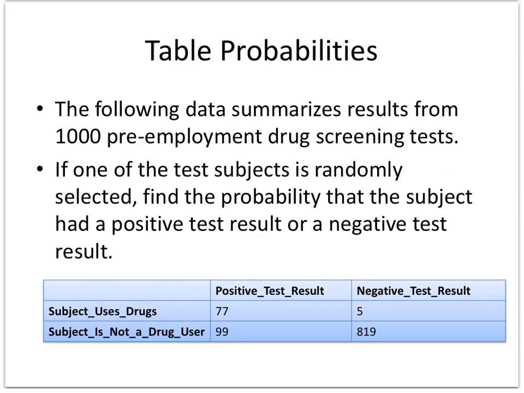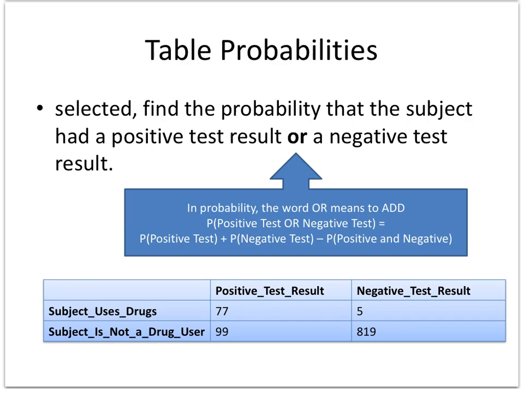Alright, now you're going to have a lot of table probabilities, and it's important that you understand how to read the table. So this following data summarizes results from 1,000, so if you added all these up, you'd get 1,000 pre-employment drug screening tests. If one of the test subjects is randomly selected, find the probability that the test subject had a positive test or a negative test. In probability, and this is very important, the word or means to add.